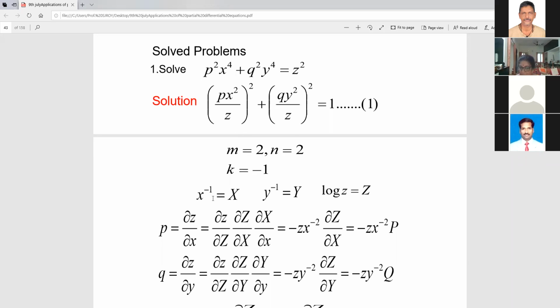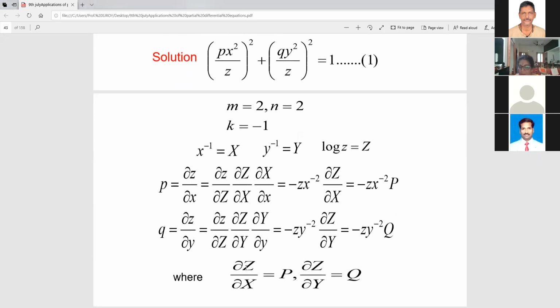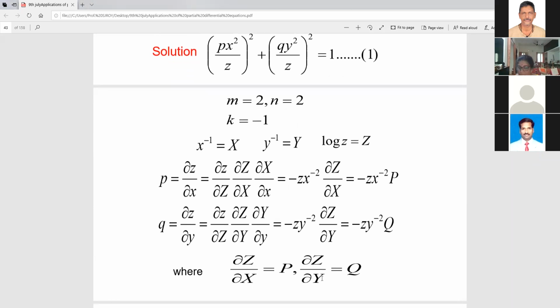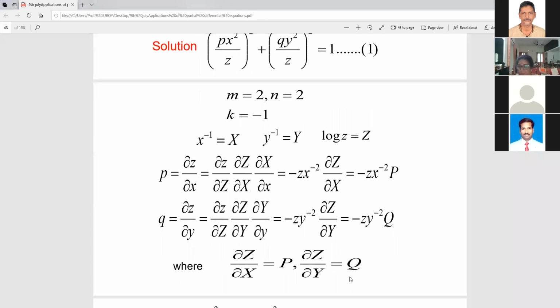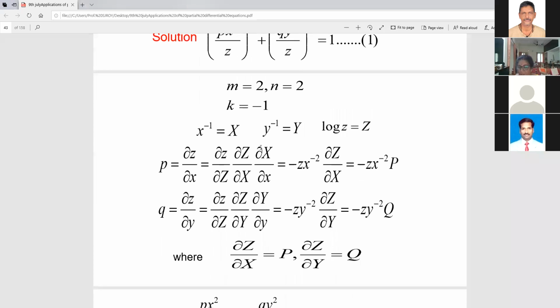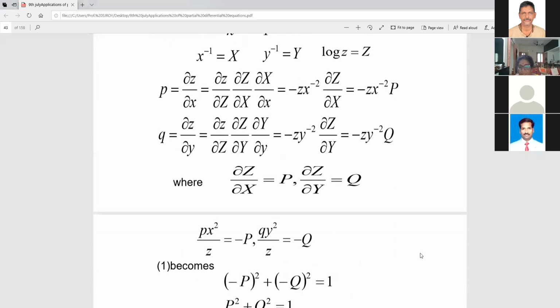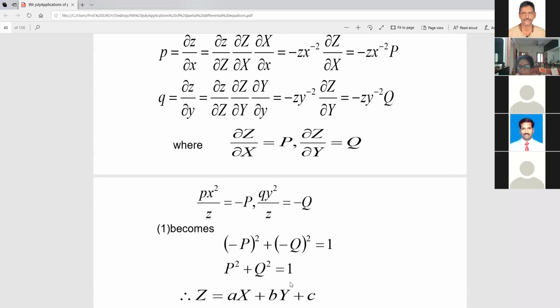So capital X is equal to x power minus 1, capital Y equal to y power minus 1, log Z equal to capital Z. So all together we have done the transformation so that you will be getting your capital P and capital Q, and here dou Z by dou X is capital P and dou Z by dou Y equal to capital Q. So this is the transformation. Chain rule will apply. We are transforming X, Y, Z. Okay. And then finally we get into this equation in capital P and capital Q. Okay. So that we'll be getting your answer directly.